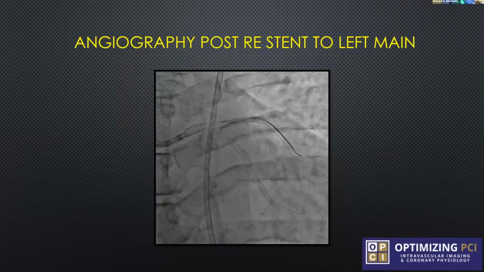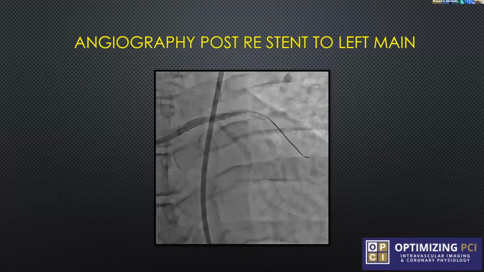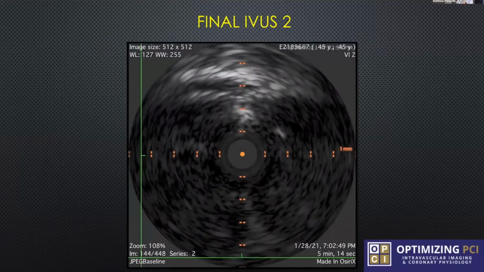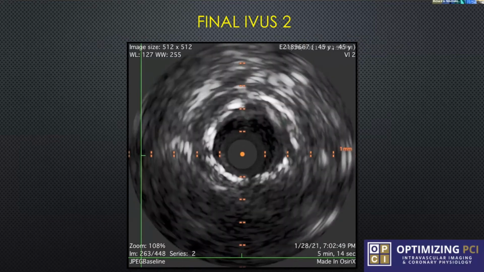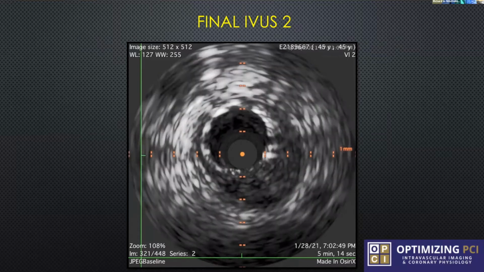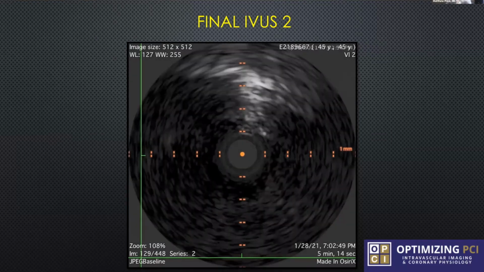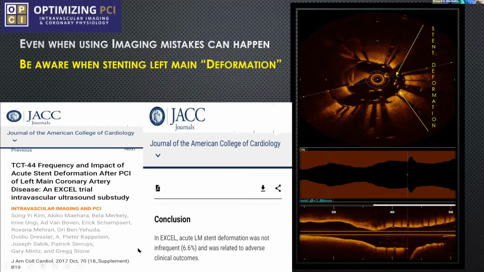So anyway, I go back in, and I could have potentially just ballooned it, but I went back in and put a stent in. Yeah. And then I IVUS'd it again, and now I have a perfect result finally. So here's where the problem is. Here's the OCT. And you see on the right, this was present, and I'll go back to it, but I missed it.